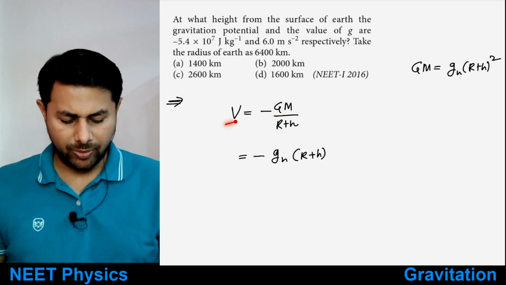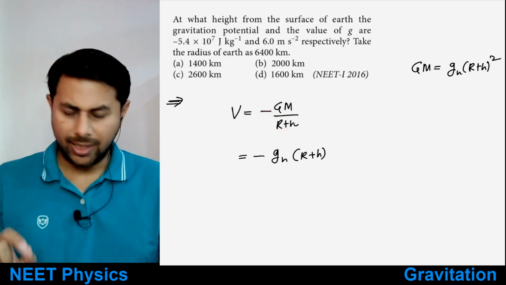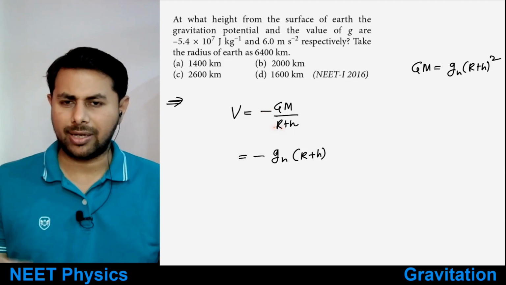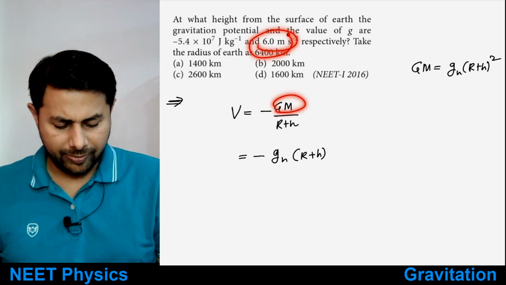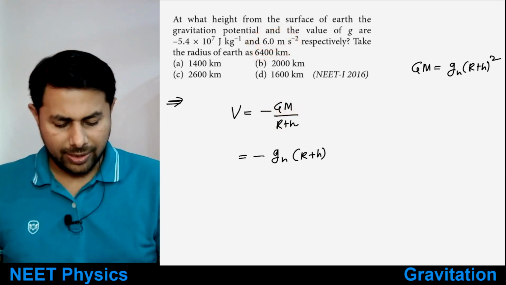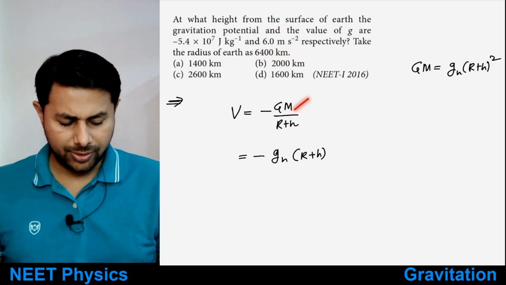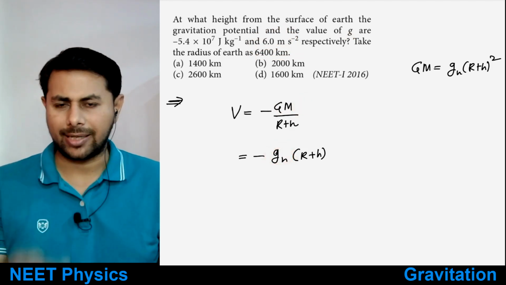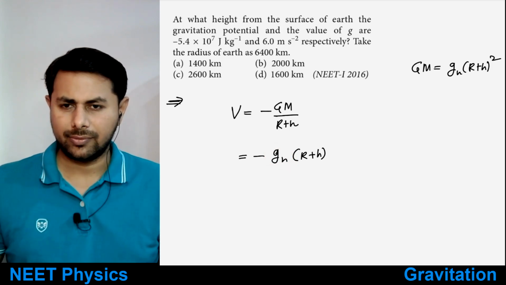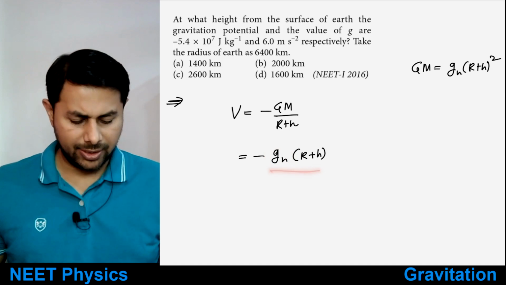You have the formula for gravitational potential, which is minus GM upon small r, where that small r is equal to capital R plus H. Because they have given the value of g at that height, we should not use this formula. We should write the formula in terms of acceleration due to gravity. Is this one clear?